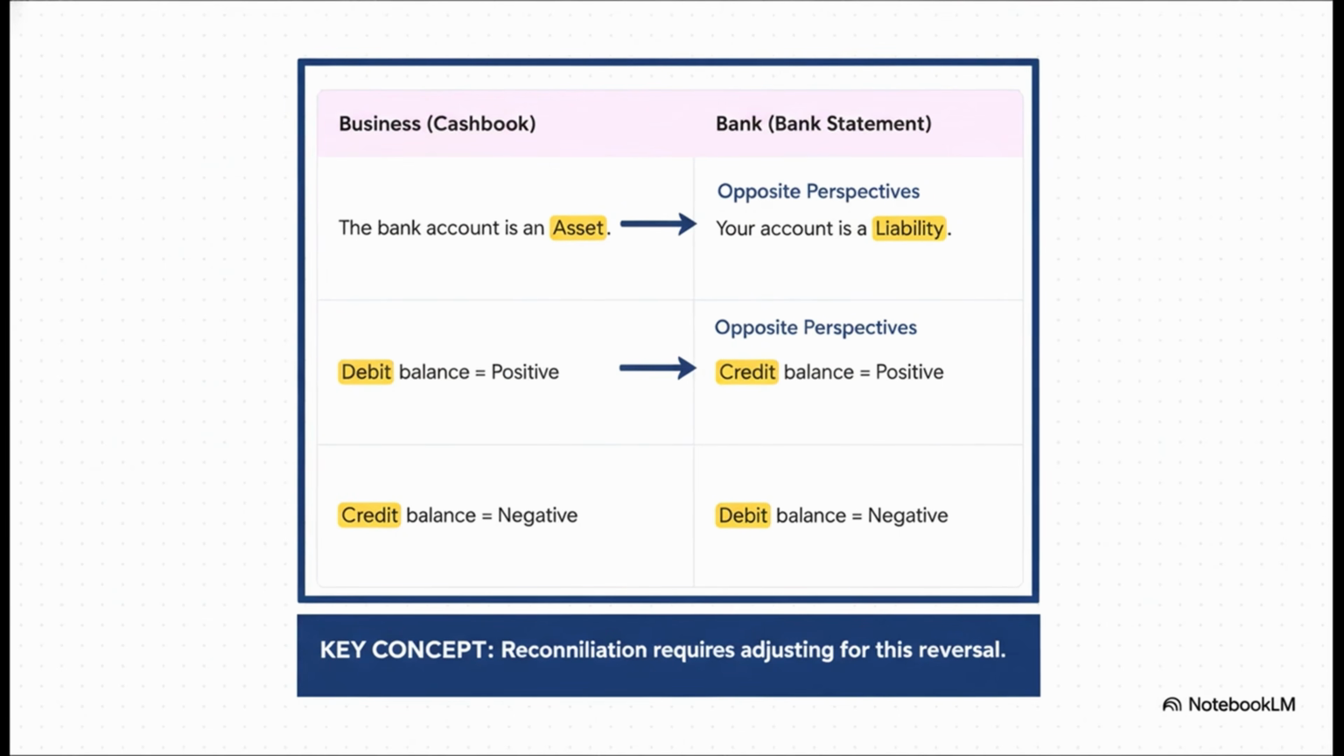Now, this next part is absolutely key. It's all about perspective. Think of it like this. Your business and the bank are looking at the exact same bank account, but from opposite sides of a mirror. In your cash book, your account is an asset. Money coming in, a deposit, is a debit. So a debit balance means you have cash. But for the bank, your account is a liability to them. It's money they owe you. So for them, a deposit is a credit. That's why a positive balance on your bank statement shows up as a credit balance. If you can get your head around this opposite viewpoint, you've basically cracked the code for bank reconciliation.